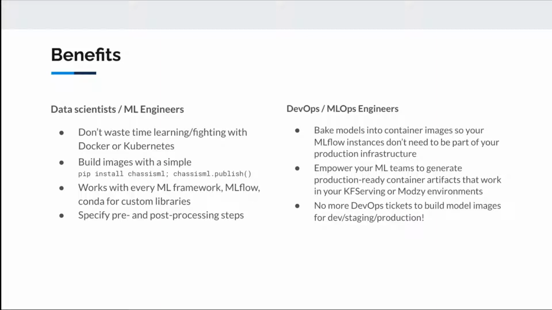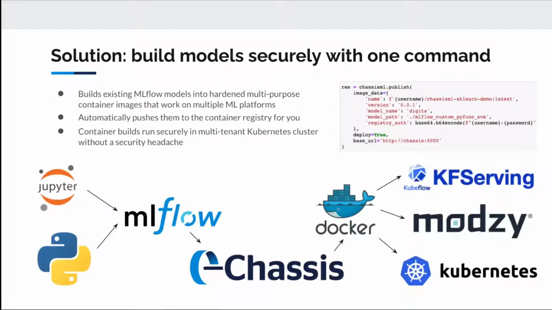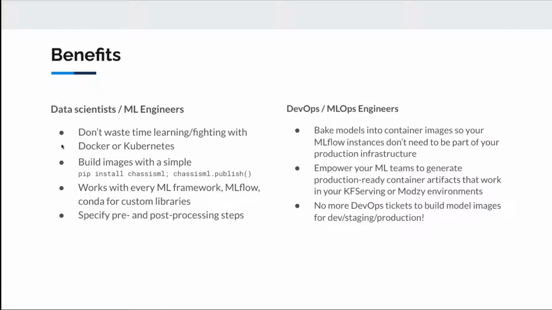So the benefit of this approach for data scientists is that you don't waste time learning Docker. Data scientists shouldn't need to be good at using Docker in order to ship models into production effectively. They certainly shouldn't have to understand something as hideously complex as Kubernetes. And it allows them to build images with, like I said, just a simple pip install and then Chassis.ml.publish.